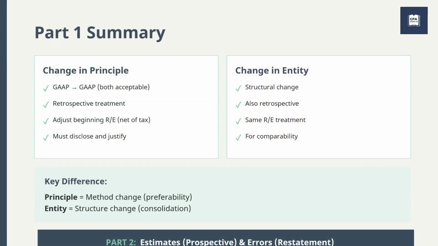Let's do a quick review. Change in principle and change in entity. Overall, they are similar for both cases. We use retrospective adjustments. For both of them, we are adjusting the beginning retained earnings, net of tax. Their biggest difference is that if there's a method change related to preferability, this is a principle change. And if related to a structural change, it is an entity change.